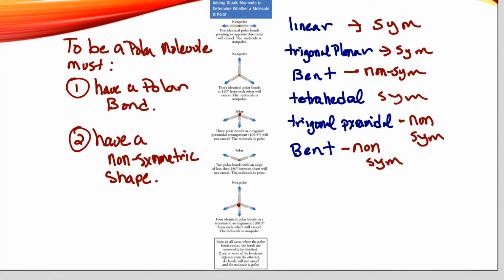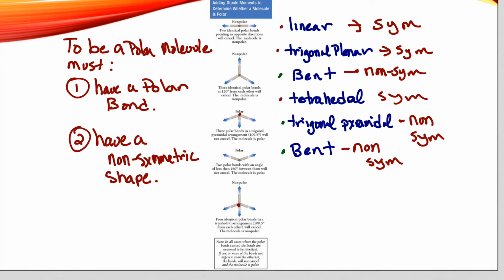So really what we've done here is we've taken all 6 possible geometries and we've just assigned them either symmetrical or non-symmetrical. And what we see is that the ones that have no lone pairs, the ones that have only bonds, the linear, the trigonal planar, and the tetrahedral, are symmetrical. The ones that have lone pairs, the bent, the trigonal pyramid, and the other version of bent, are non-symmetrical.